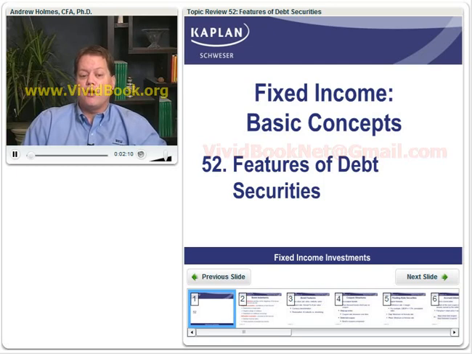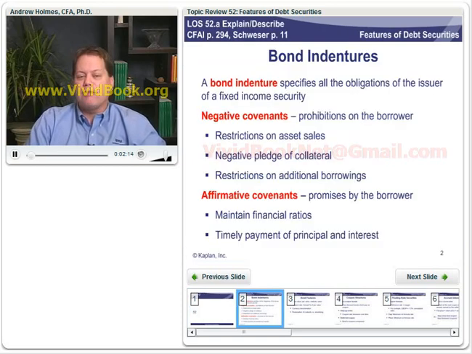So here, what we're going to do first is talk about the features of debt securities. And again, if you have a lot of exposure to the debt markets, this is going to be a review, so I would go through this once, make sure I know the terminology. But if you haven't been exposed to the debt markets, then there's probably going to be some things here that you'll have to spend a little bit of time making sure you understand.